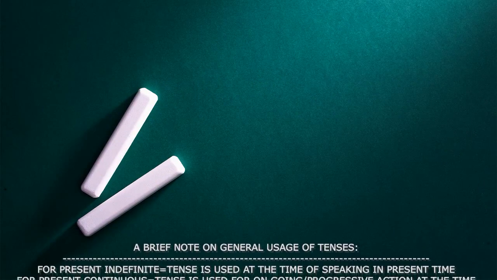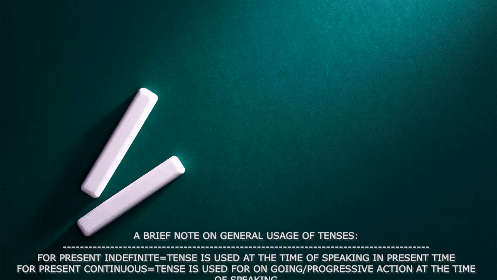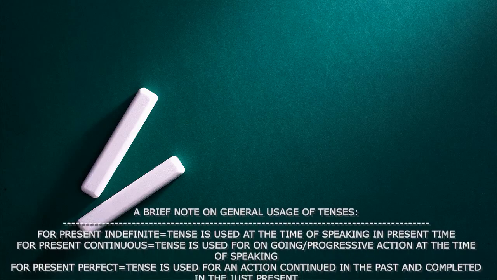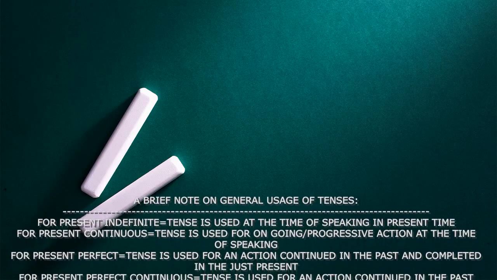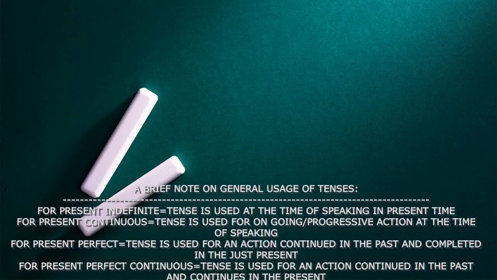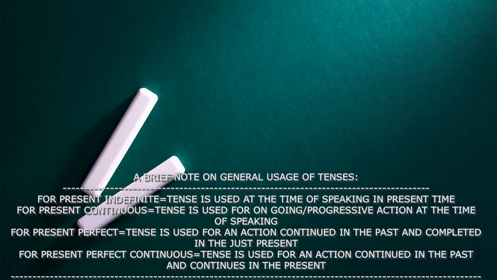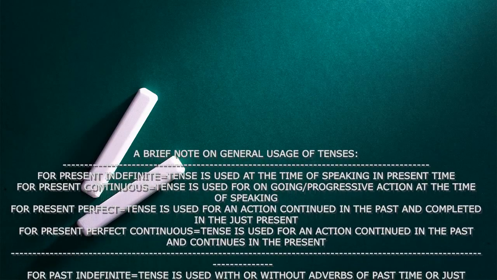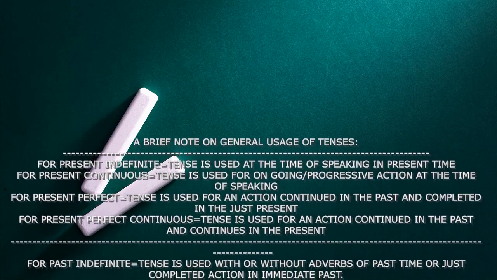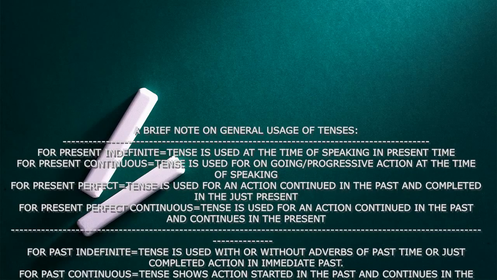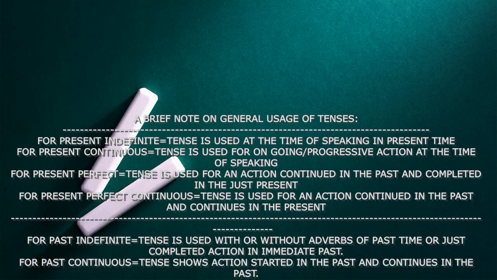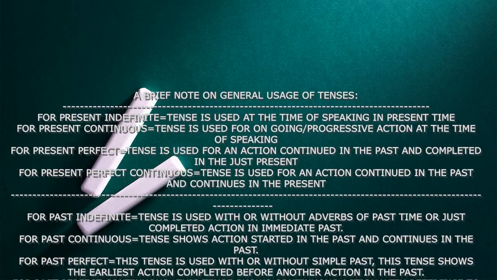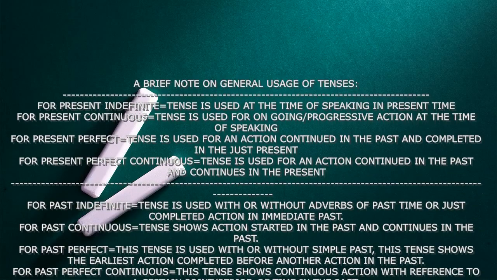The present indefinite tense is used at the time of speaking in present time. The present continuous tense is used for an ongoing progressive action at the time of speaking. The present perfect tense is used for an action begun in the past and completed just now. The present perfect continuous tense is used for an action begun in the past and continuing in the present.